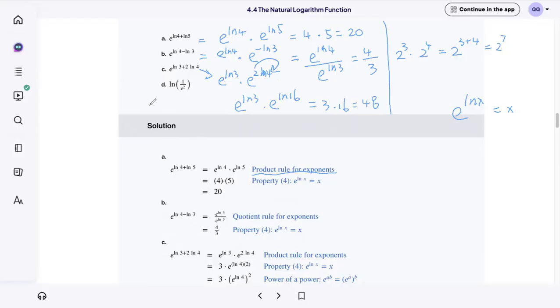Lastly, we have ln of e raised to negative 2. Then we can pull this negative 2 up front, times ln e. Well, ln e is 1. So that's why this equals negative 2. So all of these are simplified by the properties.